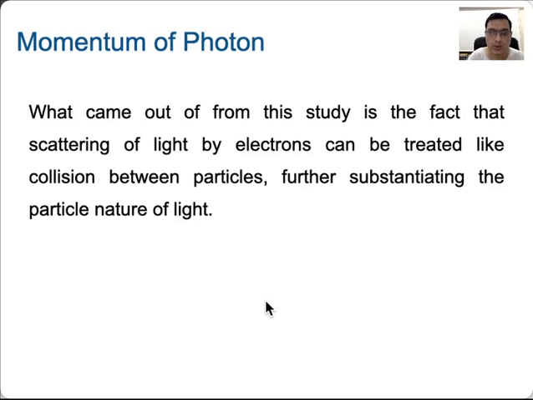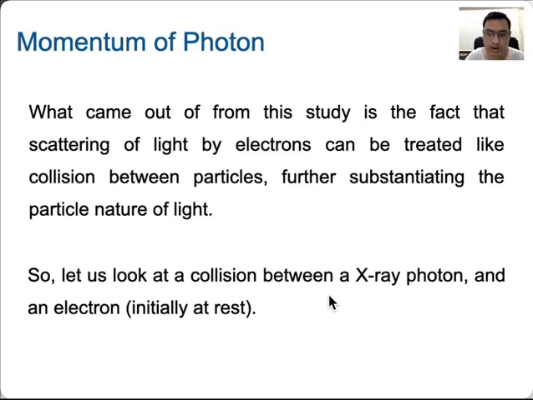So now what comes out from this study is that scattering of light by an electron can be treated like a collision between particles, which further substantiates the particle nature of light. And that is the important lesson that we have learned in our previous lecture, that light behaves like a particle, and these particles are called photons.